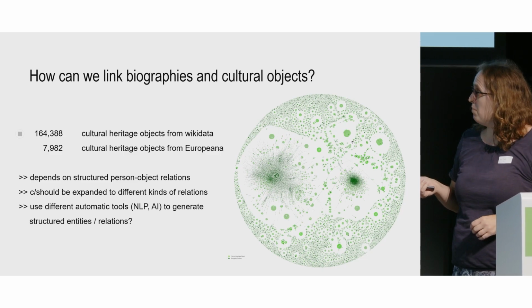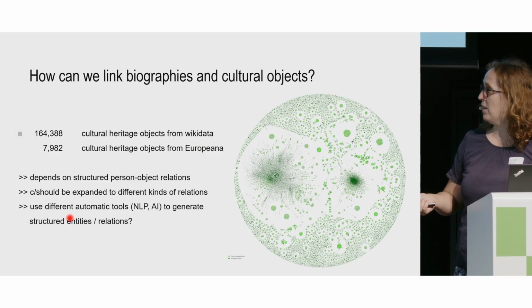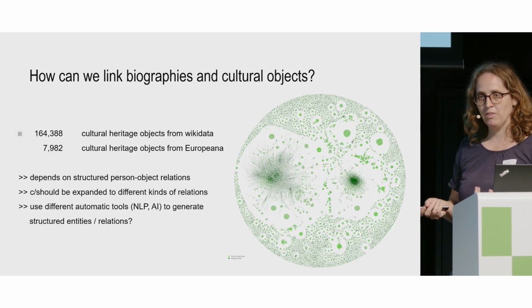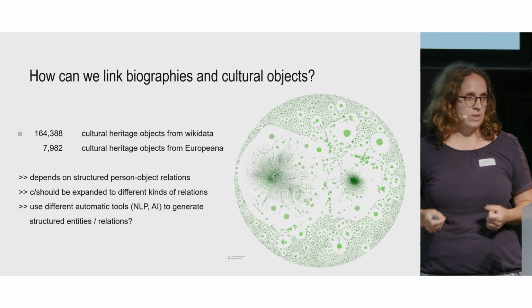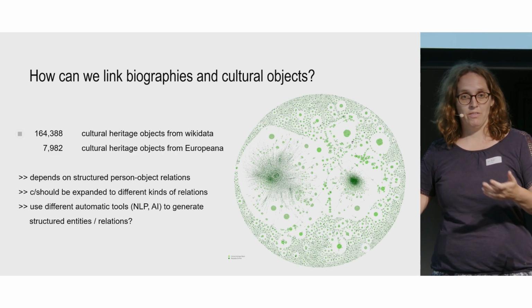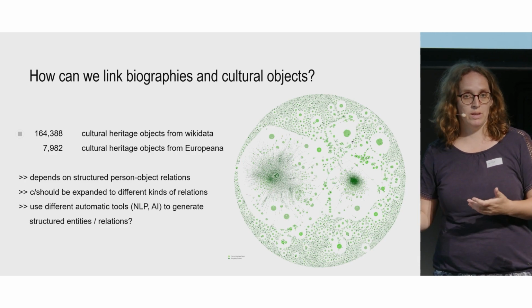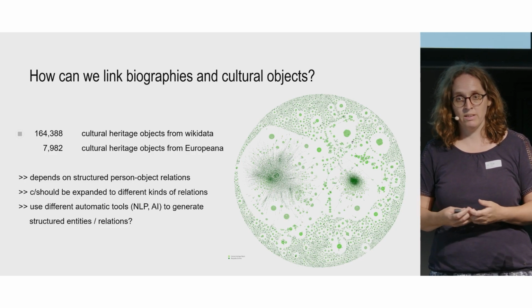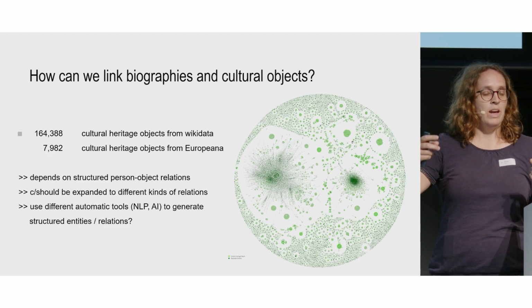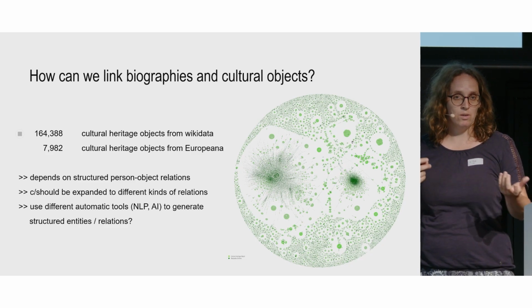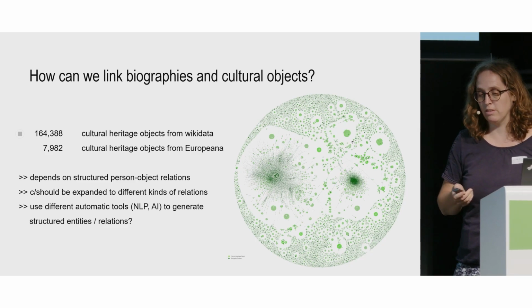And it would also maybe be interesting, we have got this kind of NLP tools, AI tools for the biographical data. Why don't we use these also on the descriptions of the cultural heritage objects, so that we have got a text there and generate automatically these kind of named entities from them.